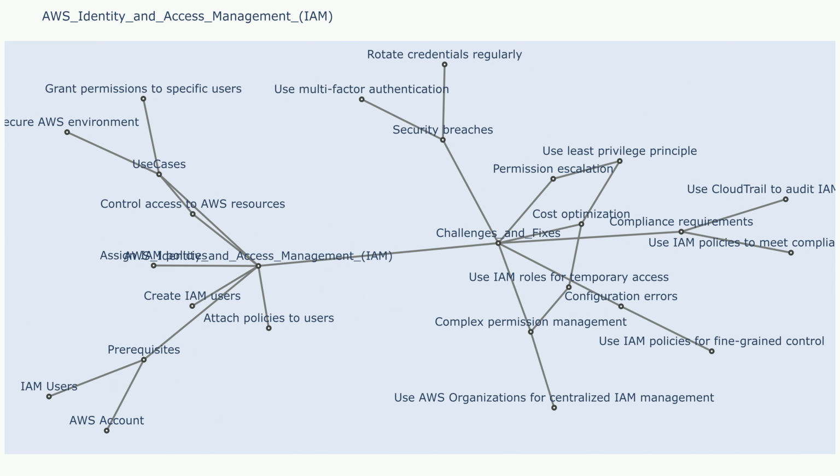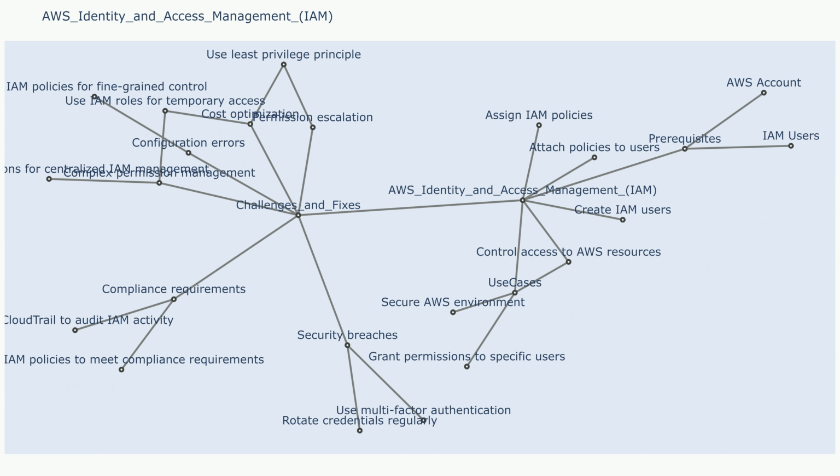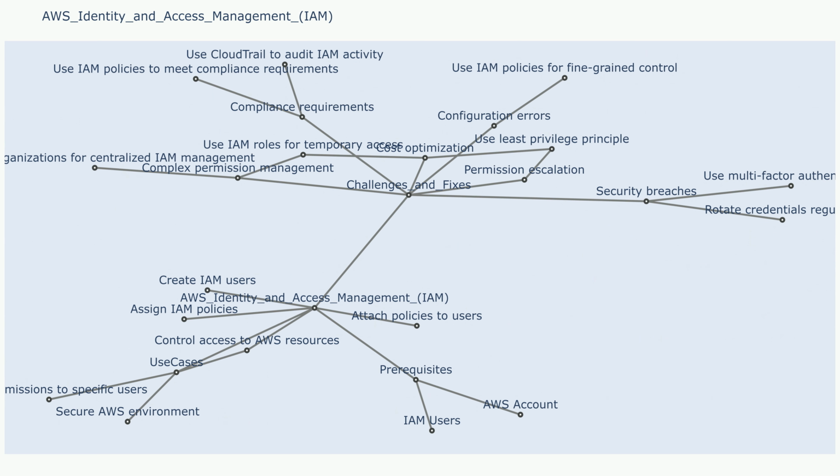Prerequisites: AWS account. An active AWS account is required to use IAM. IAM users are individual accounts that can be granted access to AWS resources.